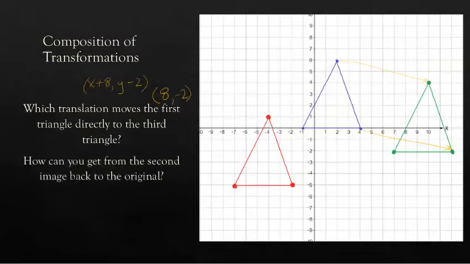Now, how can we get from the second image back to the original? It would be in the opposite direction that we just talked about. From here, if I go backwards 8 and up 2, then I would get back to the original. So backwards 8 and up 2.